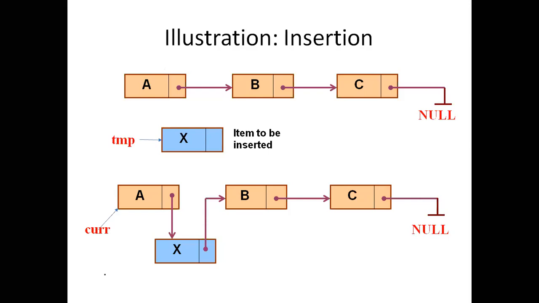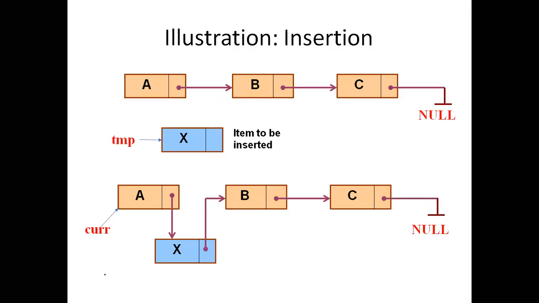If you reverse the two statements, that is, if you write the first statement as current.next = temp, automatically the previous link between A and B will be disconnected.